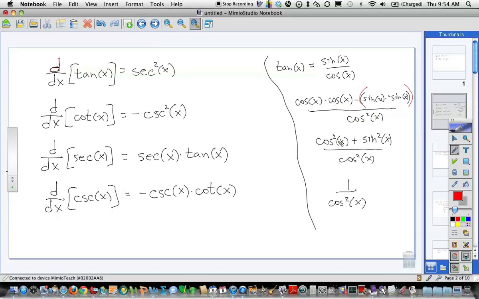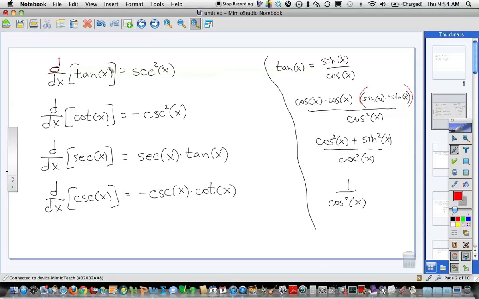So cosine times cosine is cosine squared. Here we get sine times negative sine, which would be negative sine squared, but then we're subtracting it, so it turns to a positive. What's cosine squared plus sine squared? 1. 1 over cosine squared, of course, is secant squared.